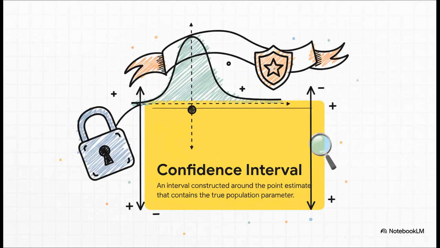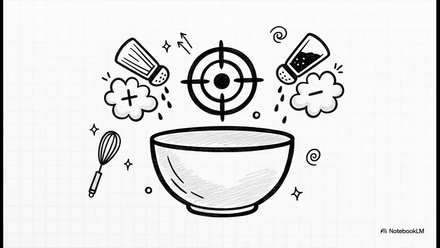And that tells us exactly how much faith we should have in the method we use to create that range in the first place. The basic formula for it is really simple. You take your point estimate, your best guess, and then you add and subtract something called the margin of error. You can think of this margin of error as a safety buffer, a little cushion that accounts for the random luck of which specific sample you happen to pick.